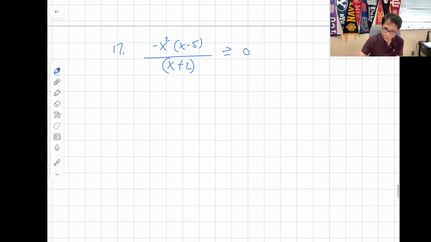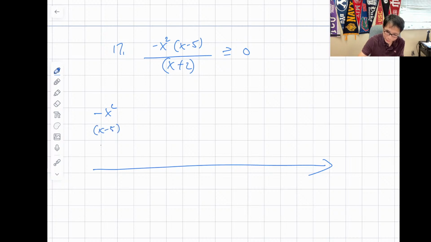But I'm going to do a number line here. I'm going to do negative x squared, x minus 5, x plus 2. I'm going to plug in a bunch of numbers. Where's the endpoint? x equal to 0, x equal to 5, x equal to -2. So it's going to be 0, -2, and 5. You're going to have to plug in and test. It turns out it's actually easier than you think.